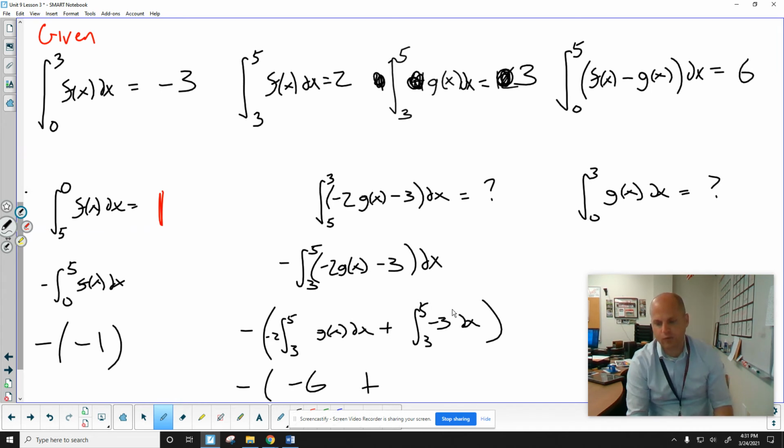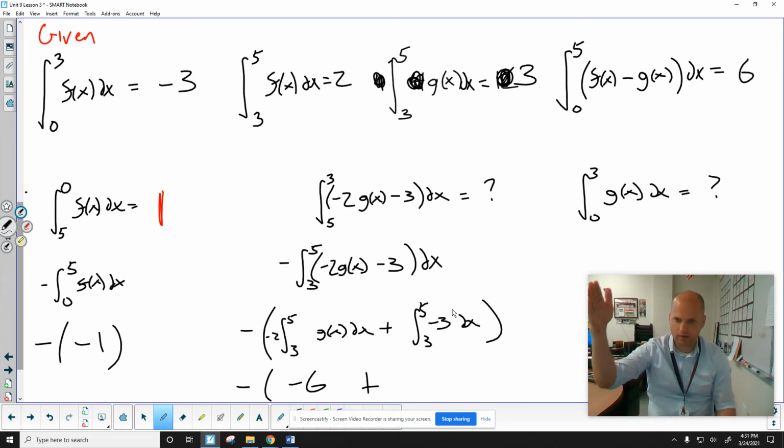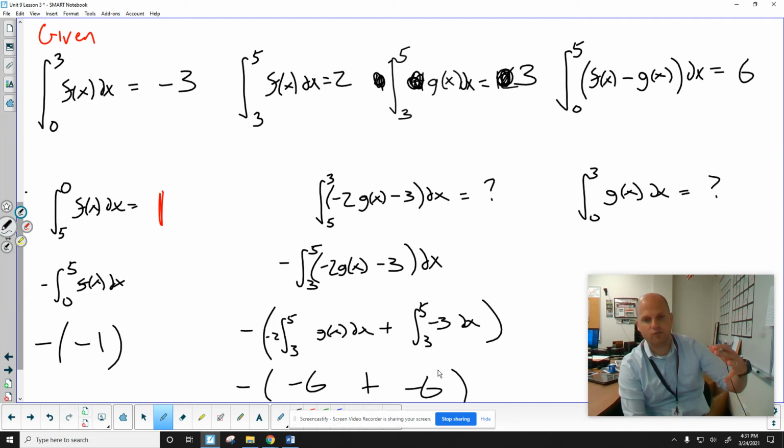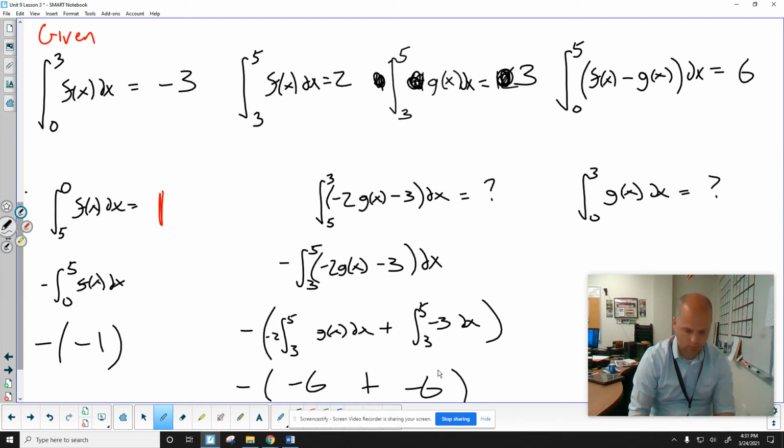3 to 5 of negative 3. Okay, another rectangle, height negative 3, width is 2, 3 to 5, that's 2, so that's negative 6. Okay, negative 6 plus negative 6 is negative 12. Take the opposite of that, positive 12. Booyah.